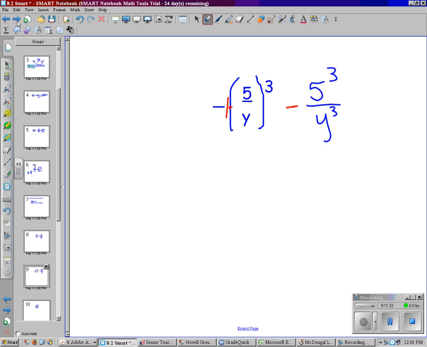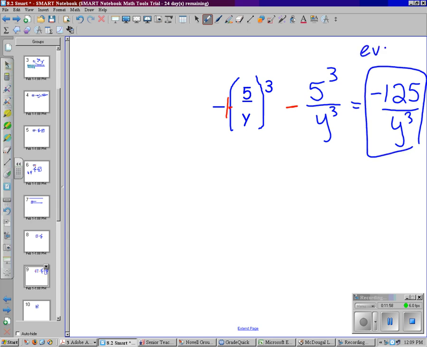5 times 5 is, class? 25. And 25 times 5 is 125. Over this y to the 3rd, times that negative 1 makes it a negative 125. Okay? Be careful with that. This would be evaluated, and I would expect you to be able to do that kind of math.